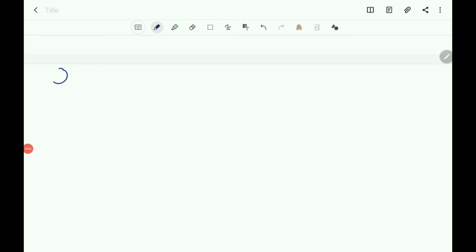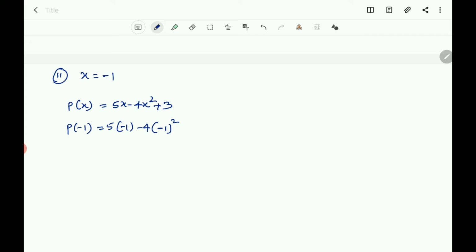The second one, at x equals minus 1. So you write the p of x equals 5x minus 4x square plus 3. So p of minus 1 it is. Then it is 5 into minus 1. The value of x is here minus 1. Minus 4 into minus 1 square plus 3.